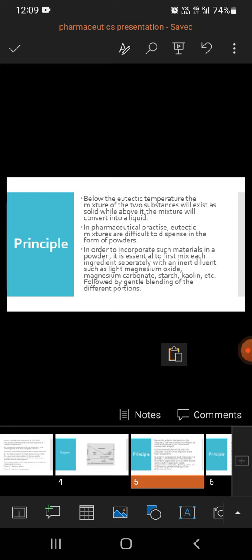In order to incorporate such materials in a powder, it is essential to first mix each ingredient separately with an inert diluent such as light magnesium oxide, magnesium carbonate, starch, kaolin, etc., followed by gentle blending of the different portions.